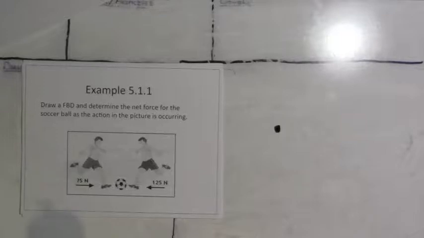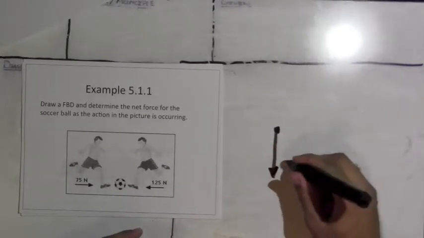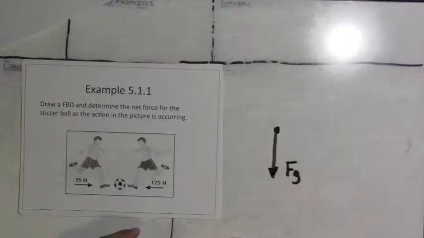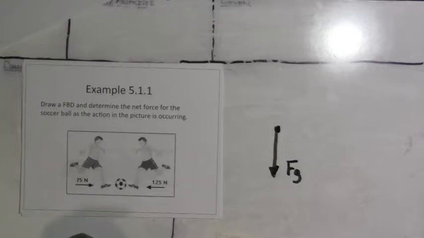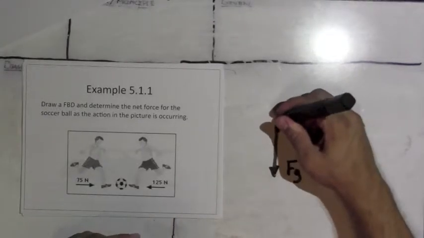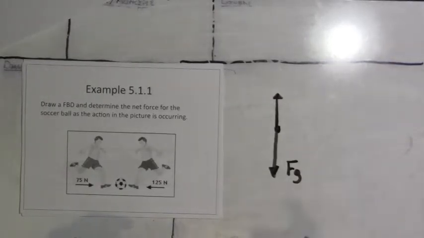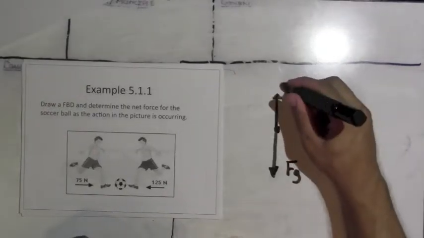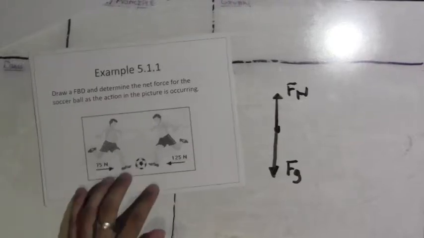Then we want to ask, is this thing on Earth or is it subjected to some sort of gravitational field? In this case, yeah, the soccer ball is on the Earth, so we can draw an arrow down and label that FG for the gravitational force. Now, since the soccer ball is not moving up or down, there has to be a force upwards as well. And remember, the force that's exerted upwards to counteract gravity when an object is at rest on a surface is called the normal force.